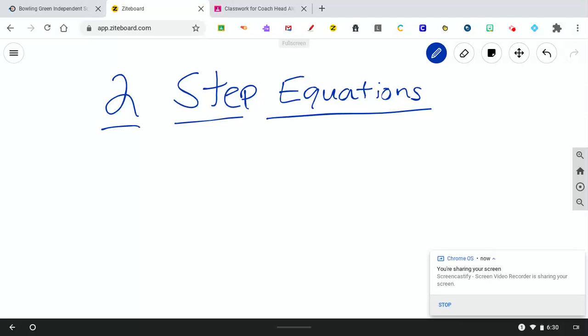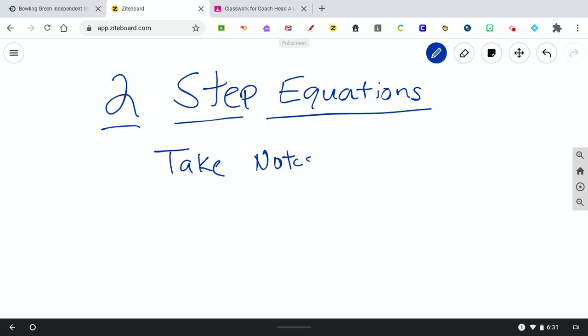Okay, today we are going to start with two-step equations. We took notes on these the other day through a video, but I want to kind of recap as we get into it, okay? So two-step equations. Make sure you take notes on your own paper, okay? All right, so do these with me.